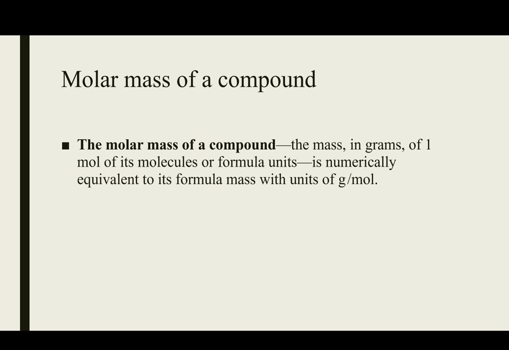The molar mass of a compound is the mass in grams of 1 mole of its molecules or formula units. Just like the molar mass of an atom was its atomic mass, 1 mole of calcium, for example, is its atomic mass in grams. So 1 mole of calcium is 40.078 grams of calcium. Same thing when we have compounds. The molar mass of the compound is numerically equivalent to its formula mass, with units of grams per mole.